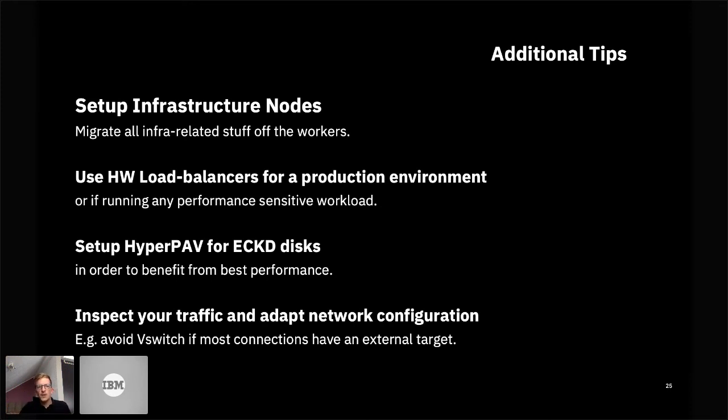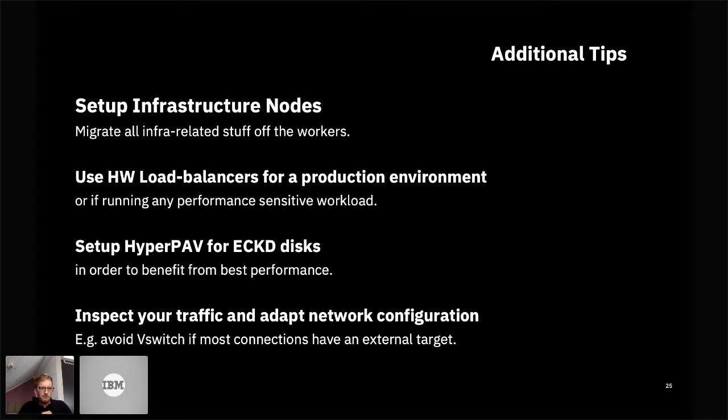And the answer to that is basically you should set up at least one additional infrastructure node. The best way would be to set up 3 infrastructure nodes, because of some HA reasons. But if you migrate all of those things, then you have really clean worker nodes, and you get consistent performance. You get consistent latencies. So depending on the application, it can really be critical.